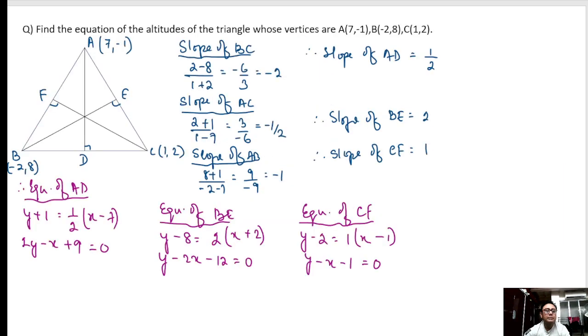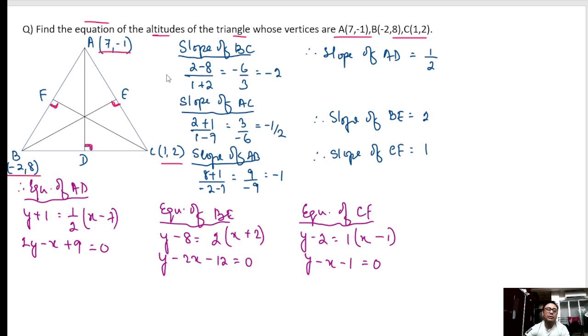Next, find the equation of the altitudes of the triangle whose vertices are given to us. Altitudes means perpendicular on the base. So this is the perpendicular, this is that perpendicular, and this is that perpendicular. So we have to find the equation of these altitudes, AD, BE and CF.